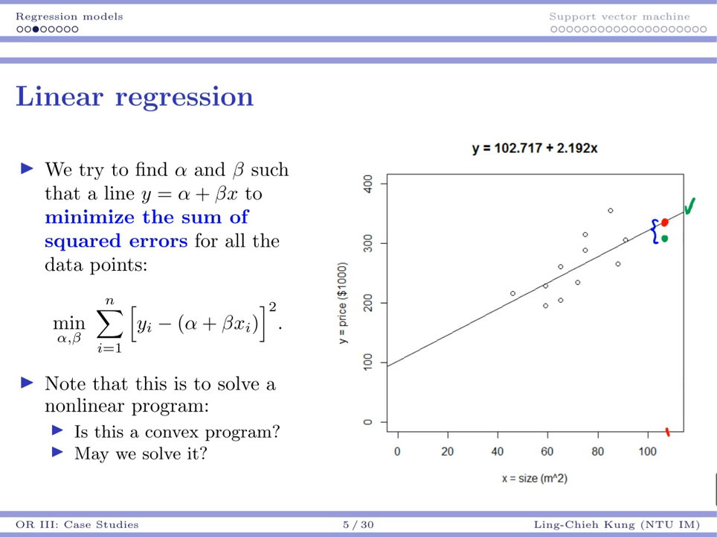Now we know optimization. From our point of view, this is nothing but a nonlinear program, right? You have two decision variables, one is here, the other is here. You have a square term here. This is a nonlinear program. With a nonlinear program, now we want to do several things. First, is this a convex program? Let's try to analyze it. And second, how may we solve it?